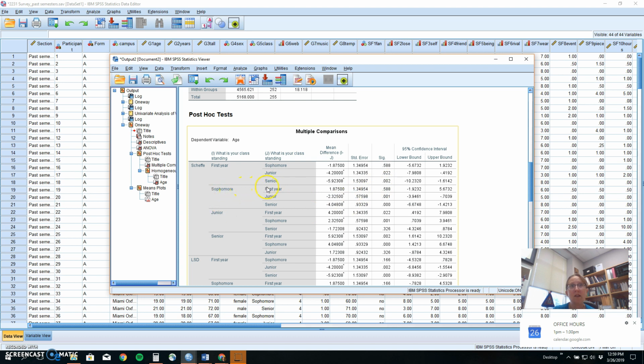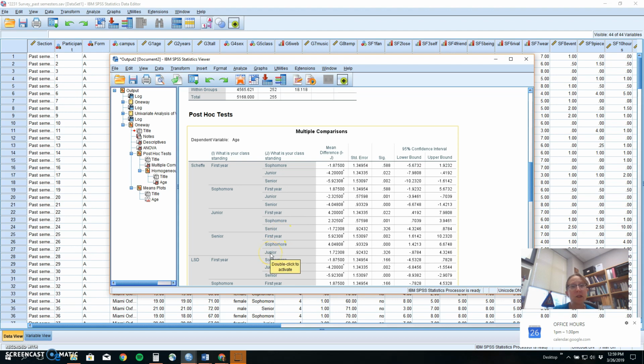Are sophomores different from first years? We looked at that already. Are sophomores different from juniors? Yes. Are sophomores different than seniors? Yes. Are juniors different than seniors? No. So what we have is a way to kind of summarize which groups are different from each other.